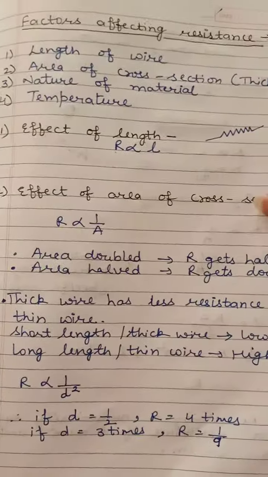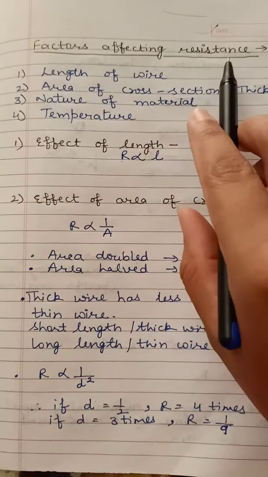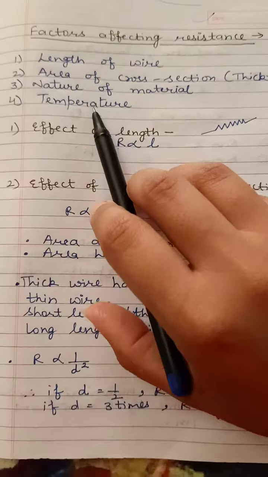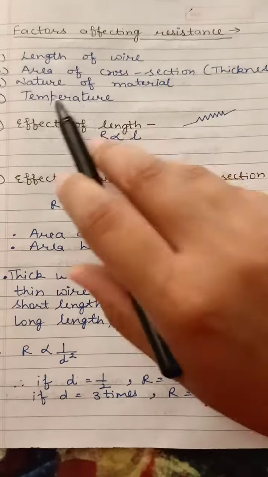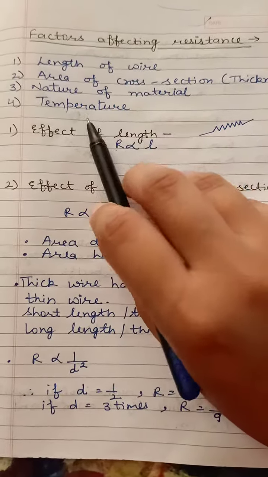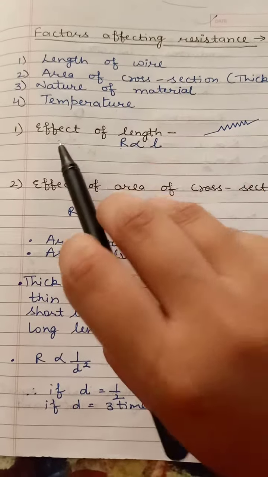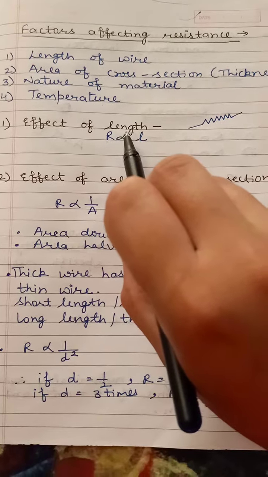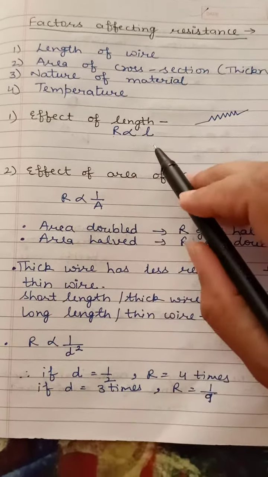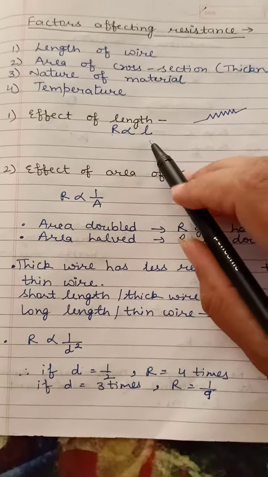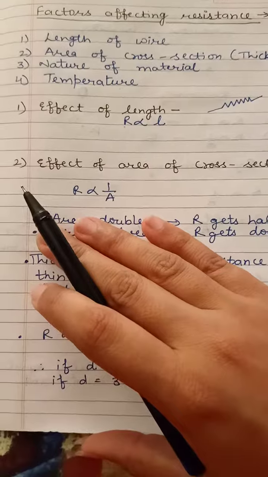Now, what are the factors on which this resistance depends? Resistance depends upon 4 factors: length of the wire, area of cross section or the thickness, nature of the material, and the temperature. The first is the effect of length. Resistance is directly proportional to the length of the conductor. More the length, more will be the resistance; less the length, less will be the resistance.